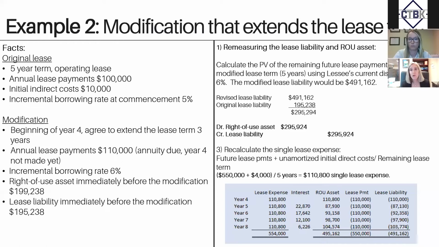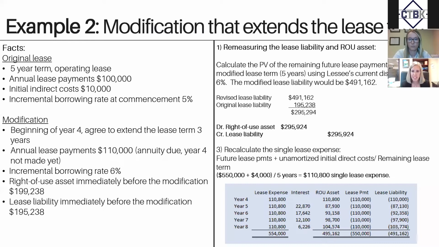And now I have to record an entry to increase my right of use asset and increase my lease liability by $295,924. Now in the little blue box, I gave you an example so you could see how we would do the accounting for the lease expense, right of use assets, obviously making those lease payments, and then how we amortize off that lease liability.